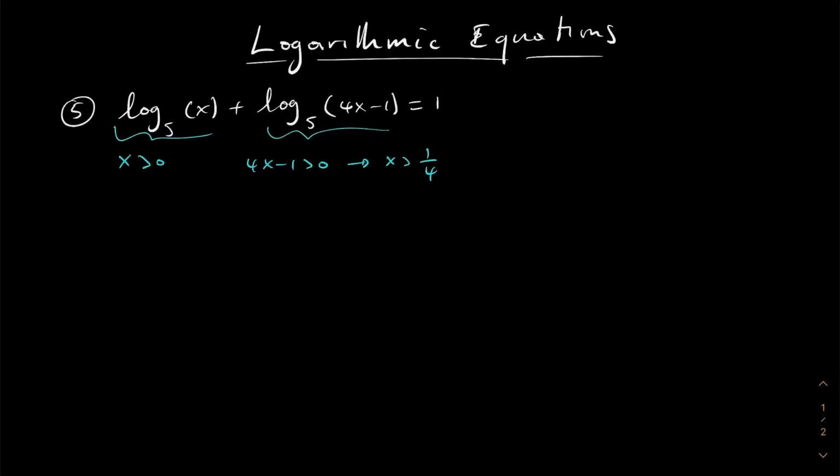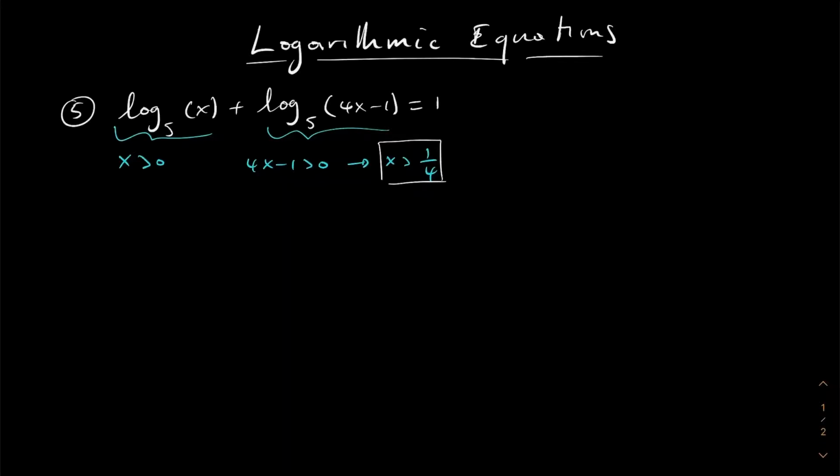And so in this case, I have 2 different conditions. I have that x should be bigger than 0, and also x should be bigger than 1 over 4. And so if I merge these 2 conditions together, I would have that x should be bigger than 1 over 4. And that's the one I'm going to keep in mind because it includes the other one. And so now I can go ahead and get started.